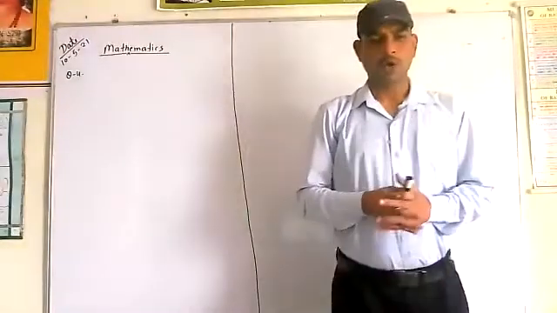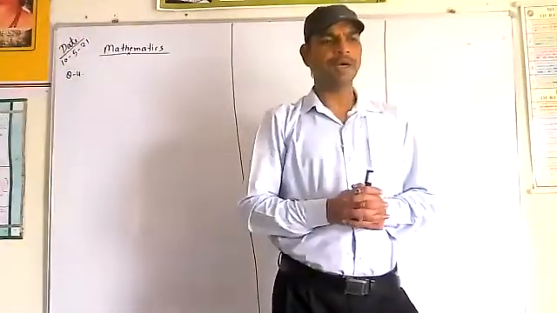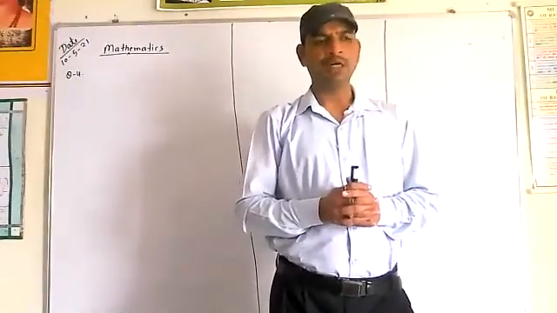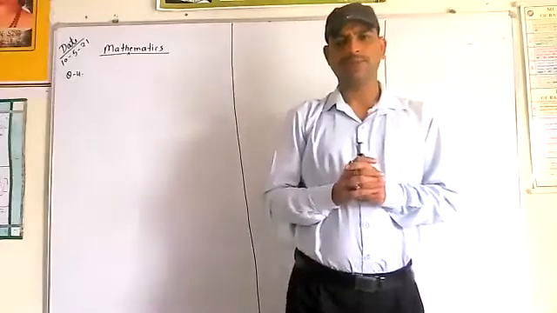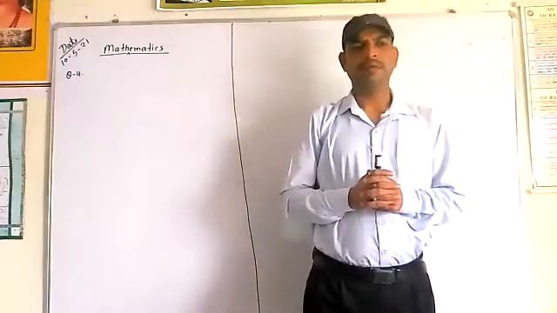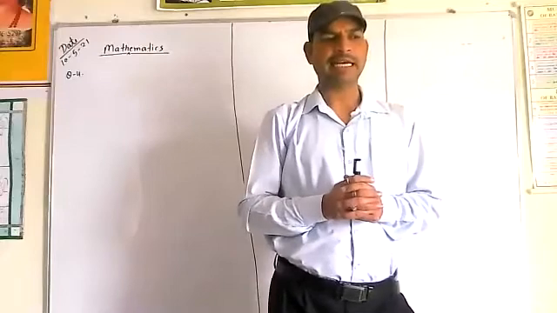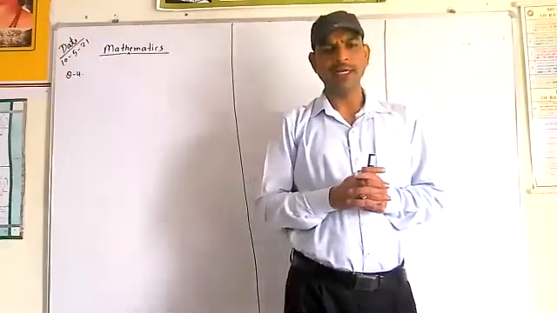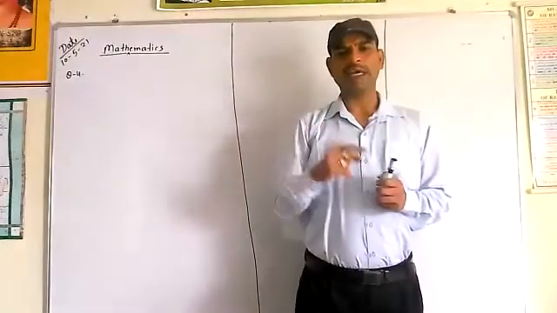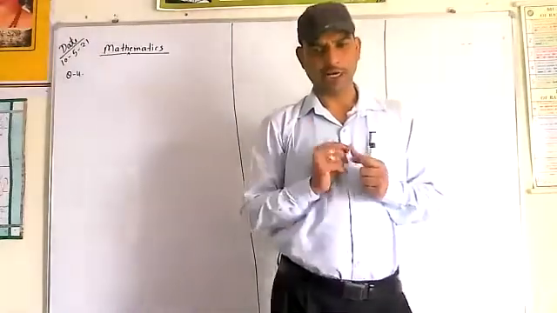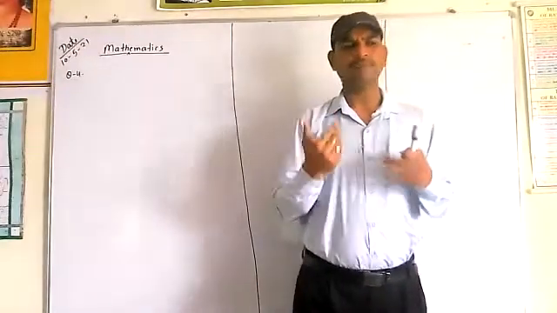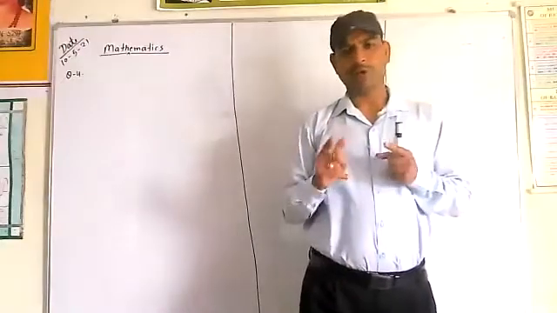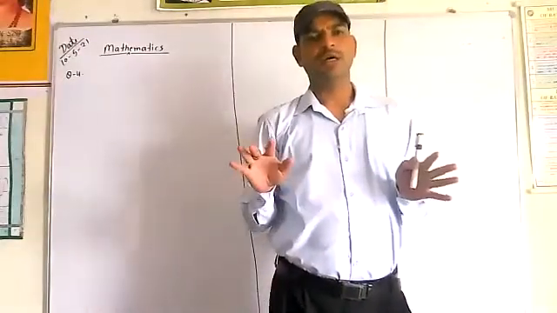Listen. Question number 4: draw a rough figure of a quadrilateral that is not a parallelogram but has exactly two opposite angles of equal measure. We know that in a parallelogram, opposite angles are equal and opposite sides are equal. But we have to draw a quadrilateral where opposite angles are equal, but this quadrilateral is not a parallelogram.